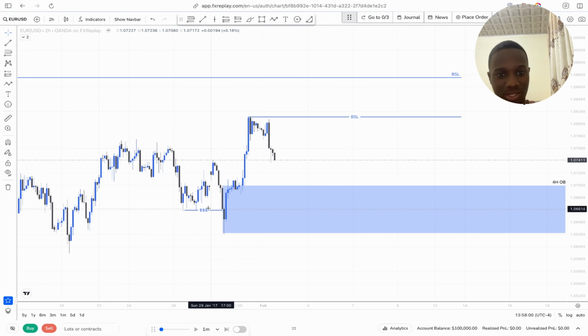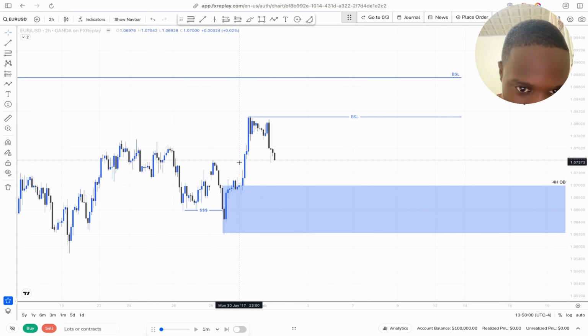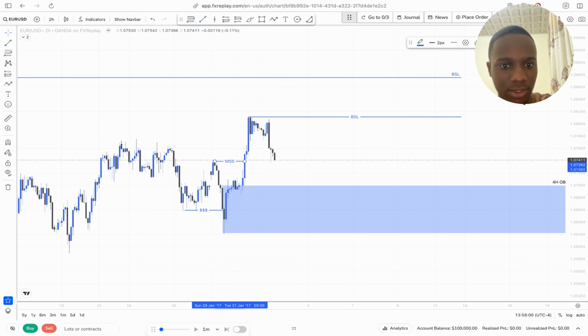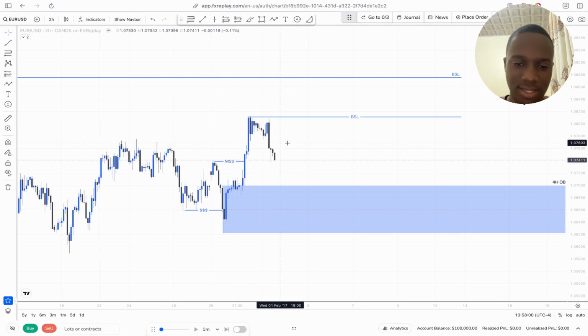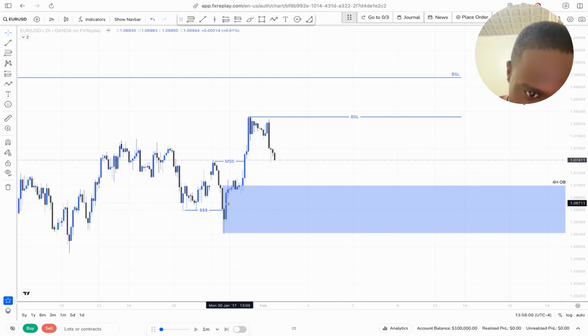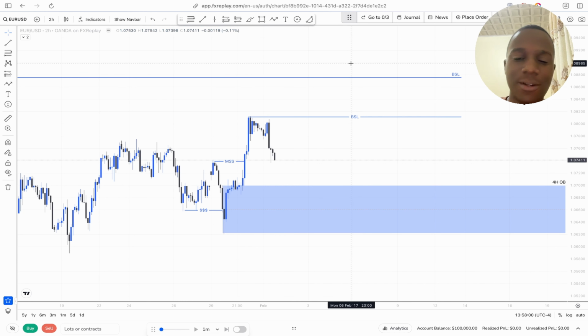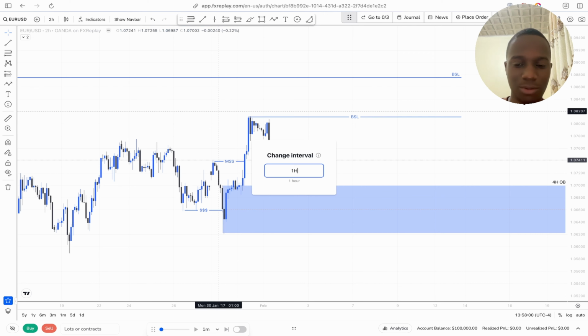Then after the liquidity sweep, you can see we have our market shift right here. You can see a market shift, so we can also mark this market shift right here, market structure shift. And since we have buy side, we would expect the market to retest this fair value gap or even into this order block until we fill this inner fair value gap here, then rally back higher. So let's go to the 1 hour.